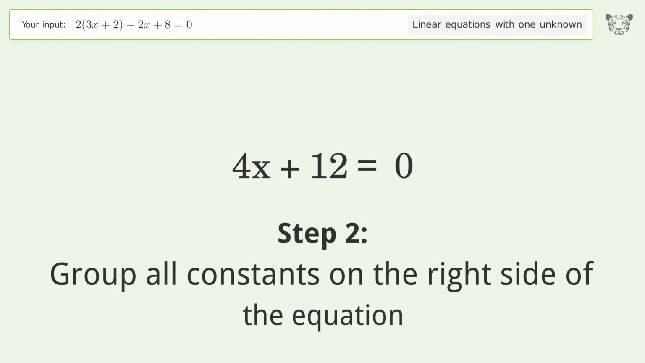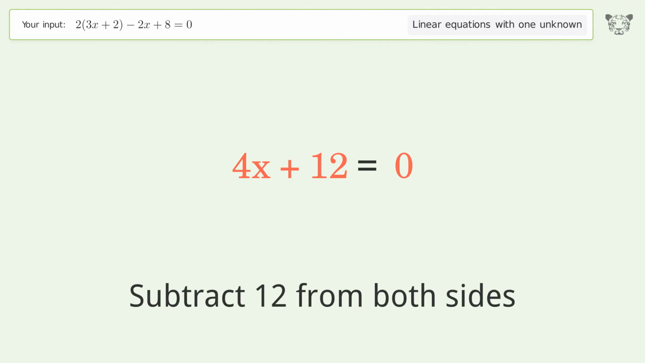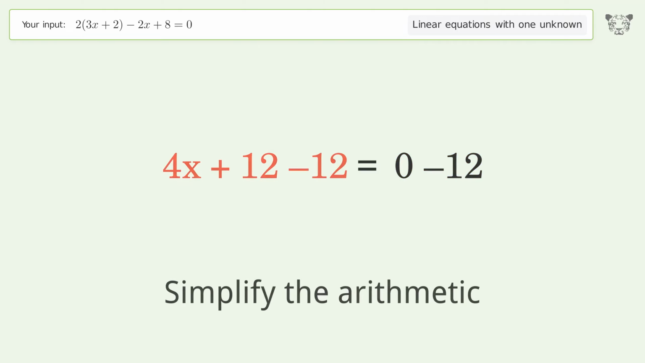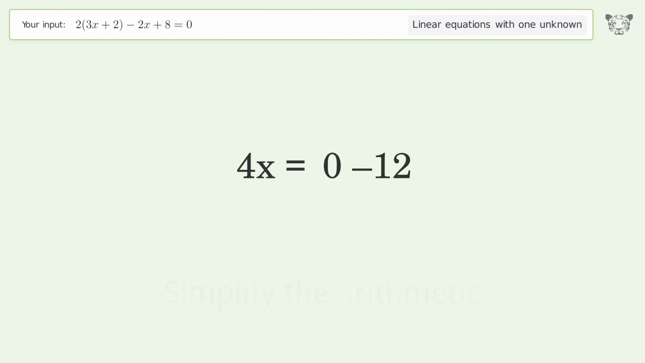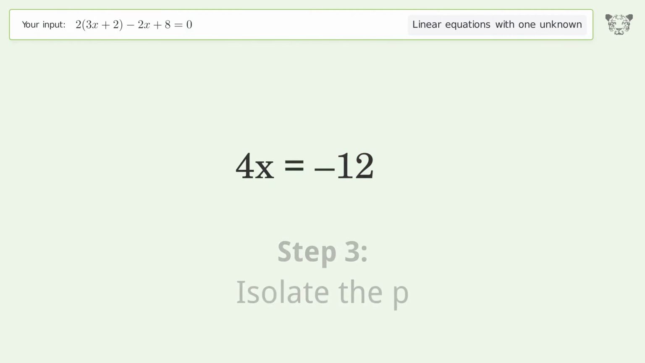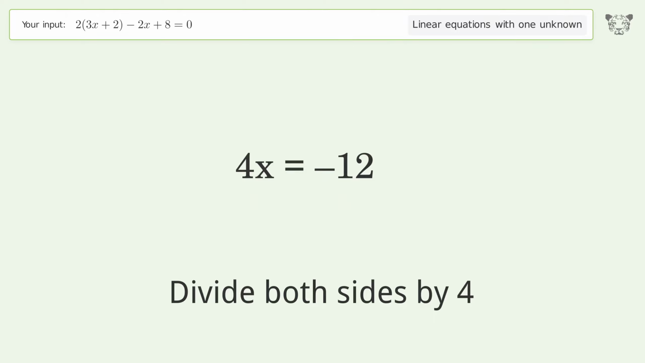Group all constants on the right side of the equation. Subtract 12 from both sides. Simplify the arithmetic. Isolate the p. Divide both sides by 4.